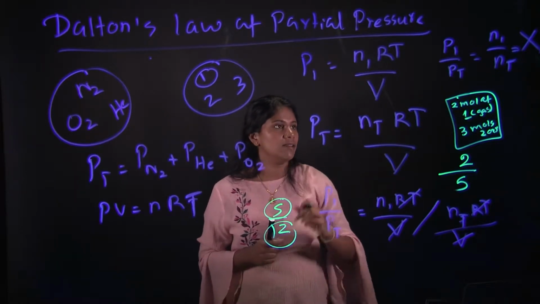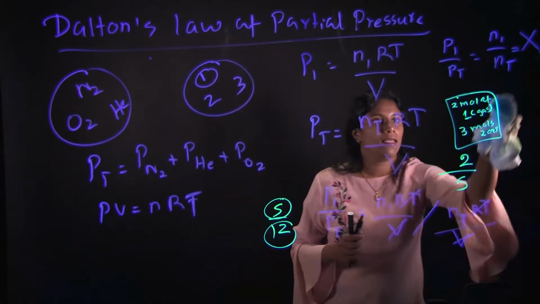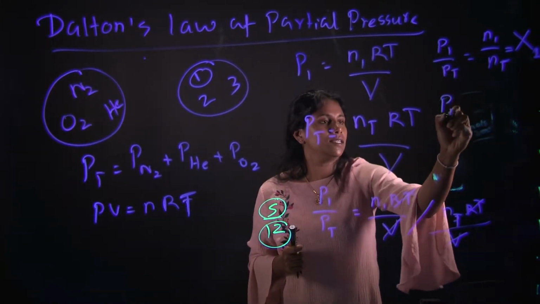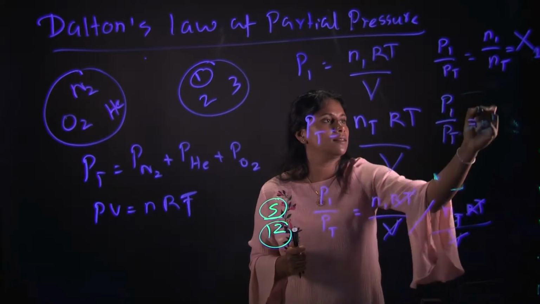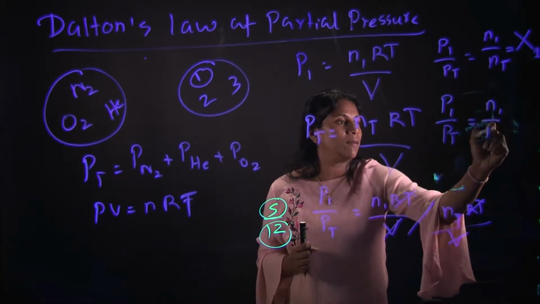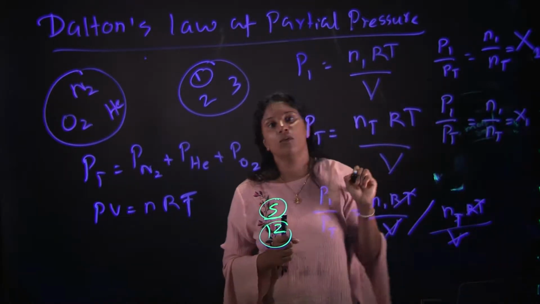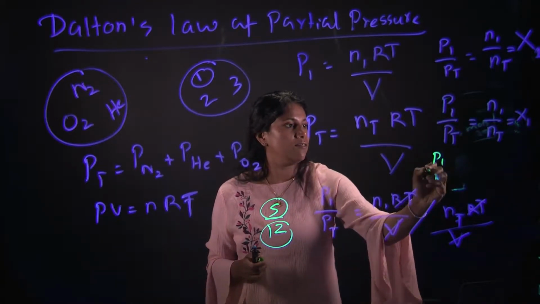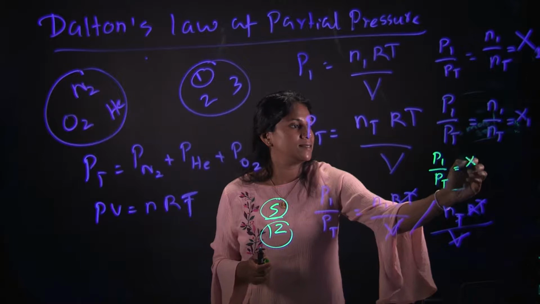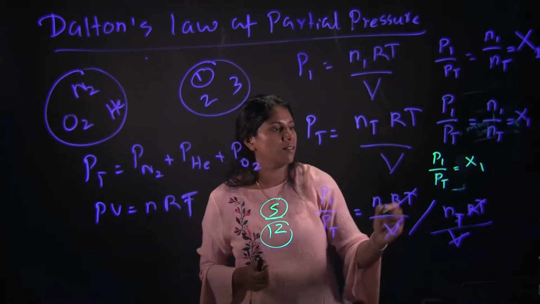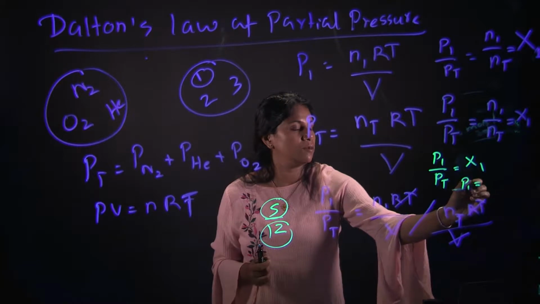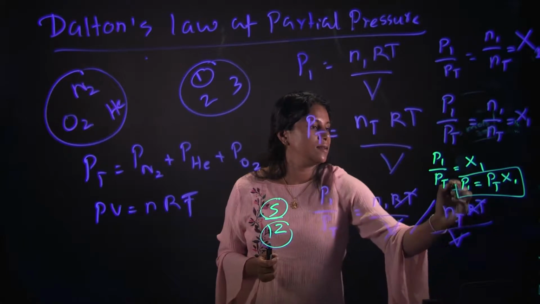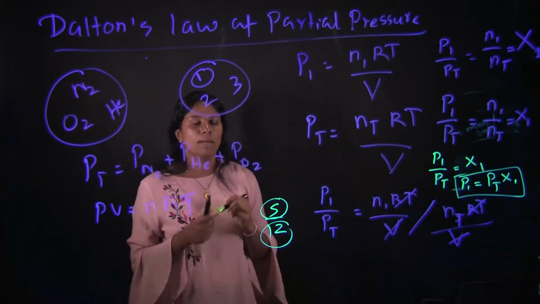So we are coming up with the equation here. Let me erase it real fast. Here the equation: P1 divided by P total equals N1 divided by N total, which is X1, the mole fraction. And then you can come up with the equation again. P1 divided by P total equals X1, the mole fraction. You can always find pressure: P1 equals P total multiplied by mole fraction. So this is Dalton's law of partial pressures.